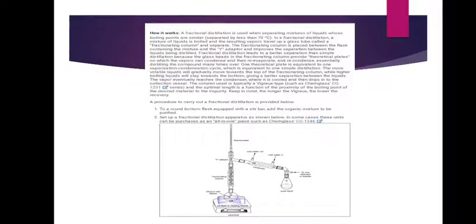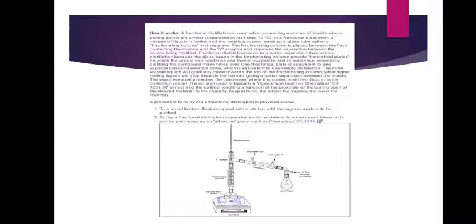So here is the diagram. A procedure to carry out a fractional distillation is provided below. Step by step: to a round bottom flask equipped with a stir bar, add the organic mixture to be purified. So first add some organic mixture to the round bottom flask. Set up a fractional distillation apparatus as shown below.